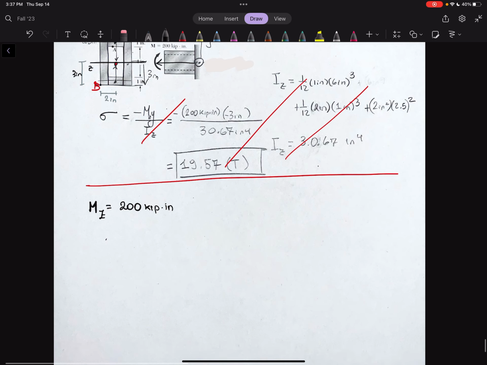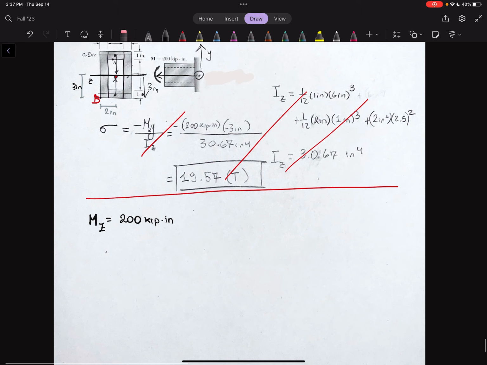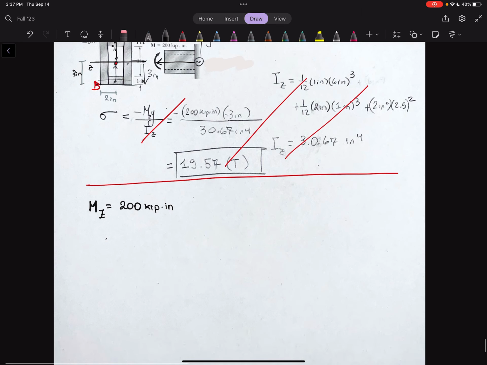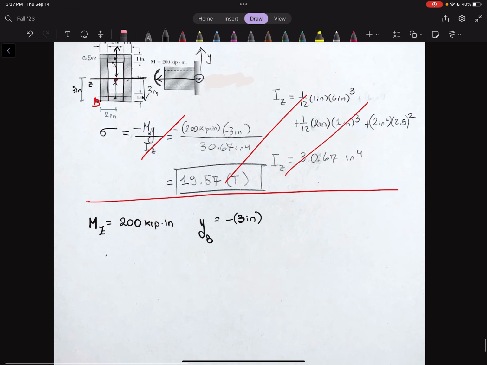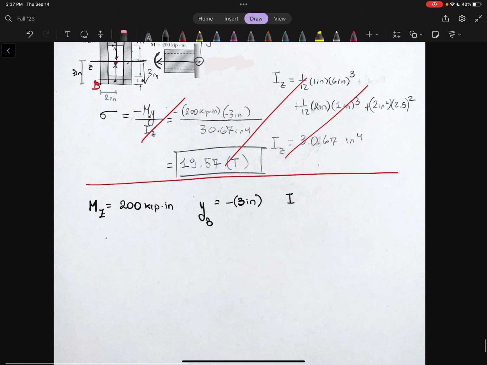And now that we have that, I can say that my distance B from the z-axis, so that's going to be along the y, which I'm going to write here. I'm going to say that my y_B is negative 3 inches. All right. So now that I have this, what am I going to do? Now I'm going to find I total, or just I around the z-axis.